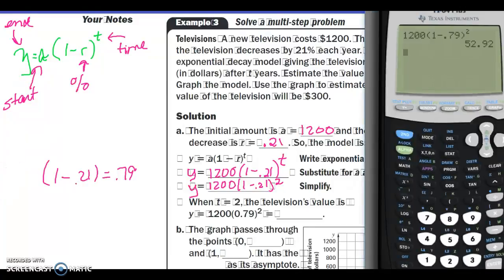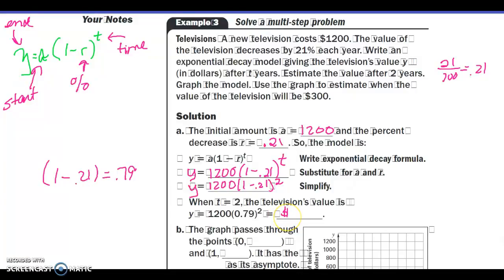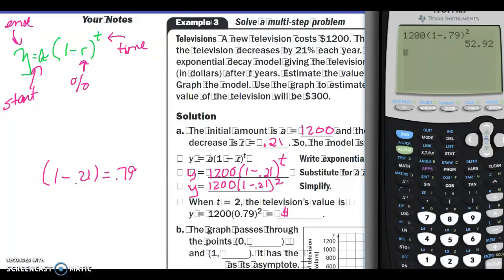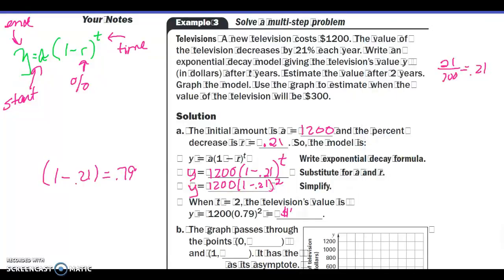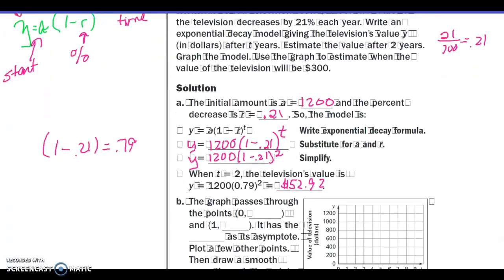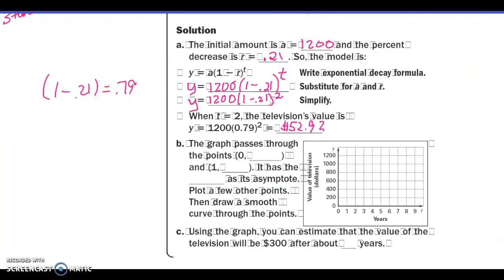Okay, I calculated it, as you can see here on the calculator, and got a very small amount, $52.92. So it lost a lot of value, which some things do. Some things lose value very quickly. They tell us we can graph it. I'm just going to tell you, graph it on your graphing calculator. You can look for the asymptote. You will not see it graphed on your graphing calculator, the asymptote.